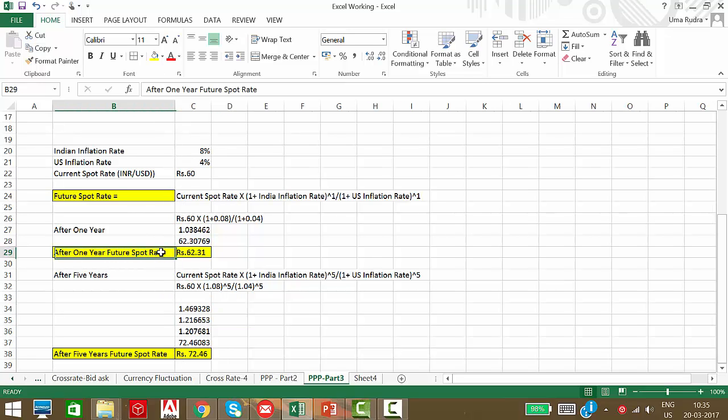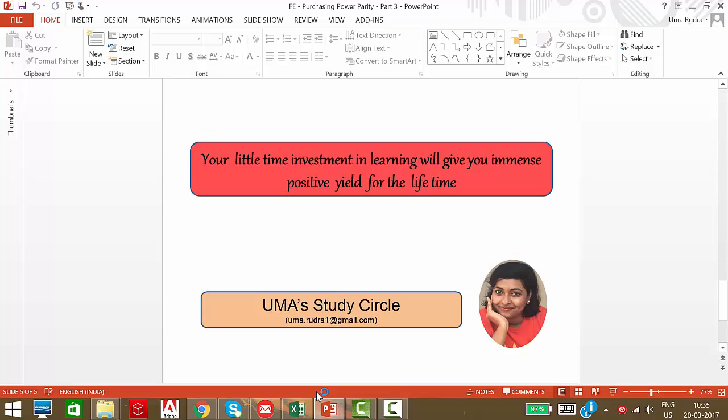So it is the future spot rate after 1 year and after 5 years which is changing. The current spot rate is 60, but because of different rates of inflation in the two countries, it will be impacted in this way. In the next video lessons, we can see another illustration of how both interest rate parity and purchasing power parity can impact the determination of the future spot rate, or from the future spot rate we can determine the inflation rate, vice versa. Thank you.